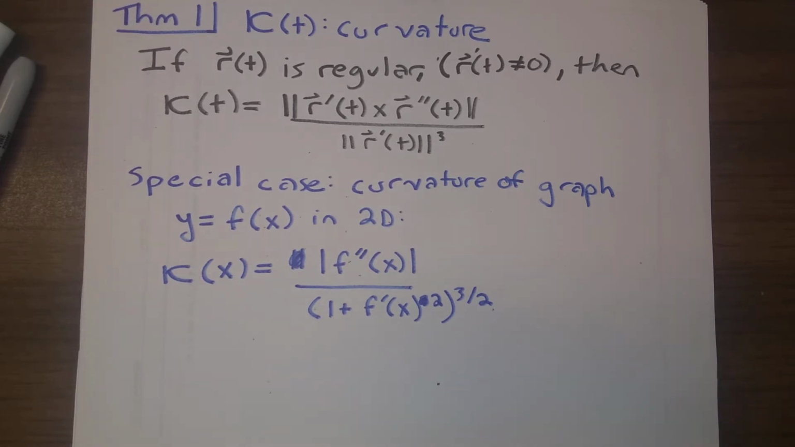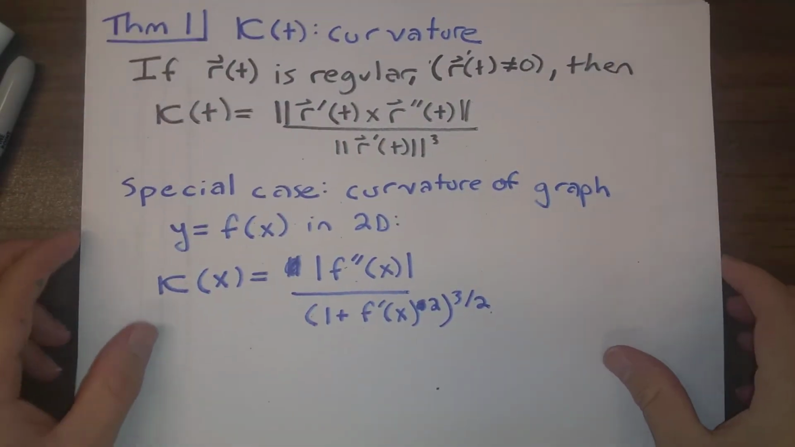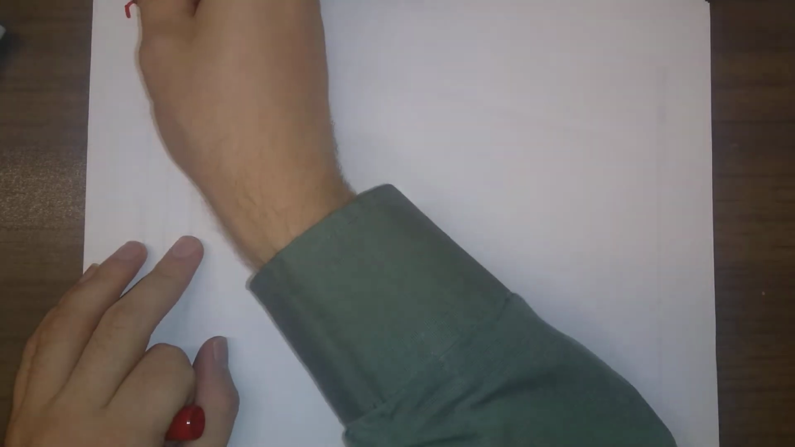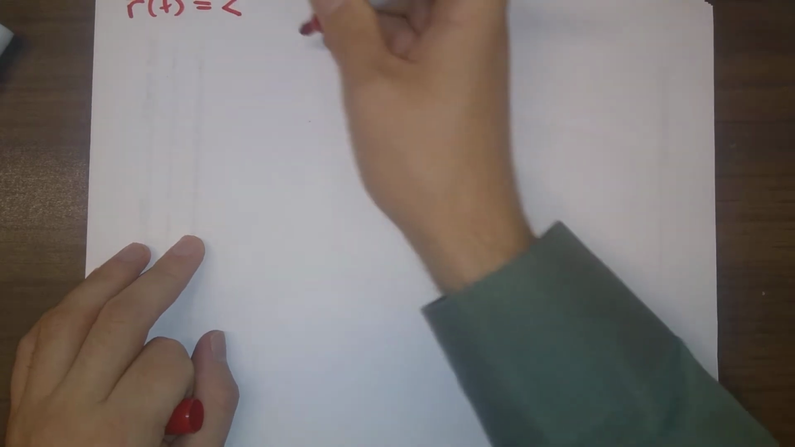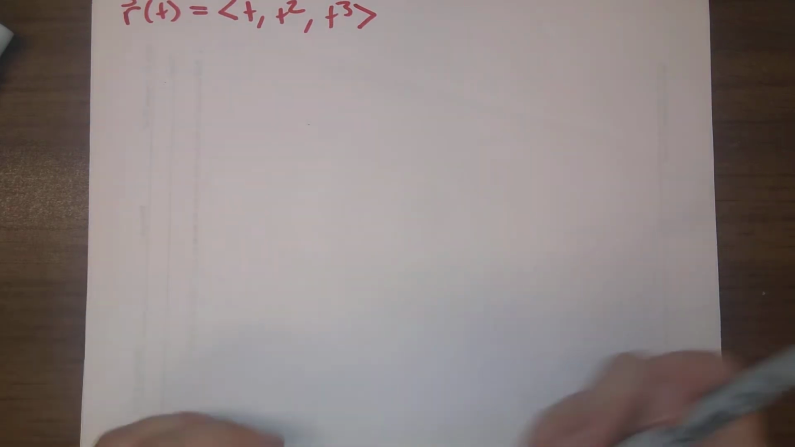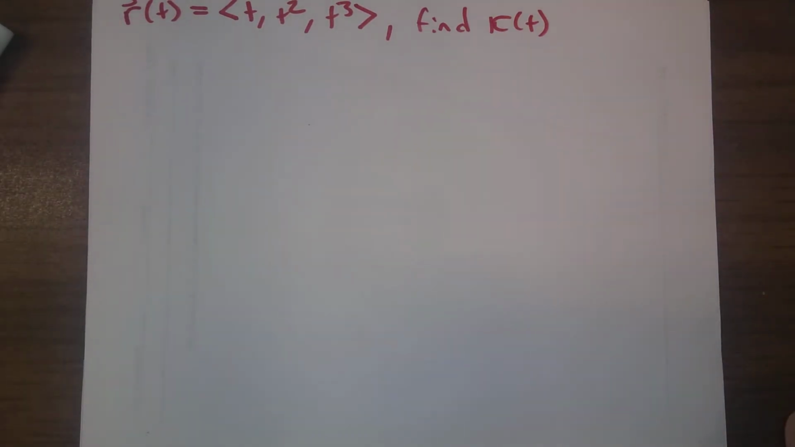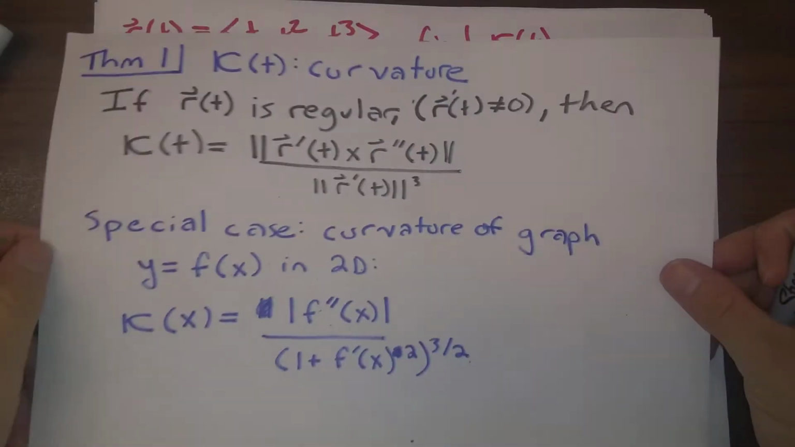Okay, so now that we have these definitions in our pocket, let's just go ahead and apply them without too much difficulty. Let's start off with this first formula here. Suppose I ask you about r of t is t, t squared, t cubed, and I say find kappa of t.